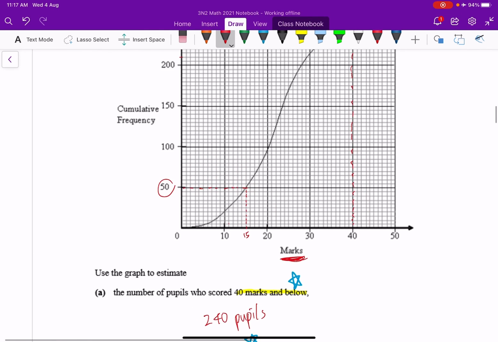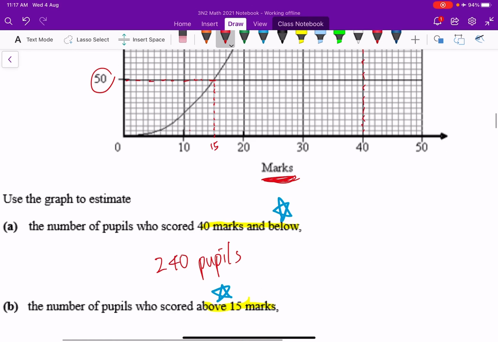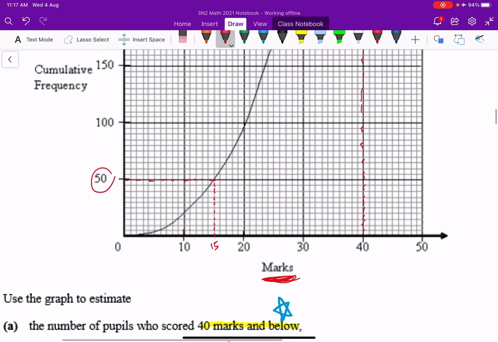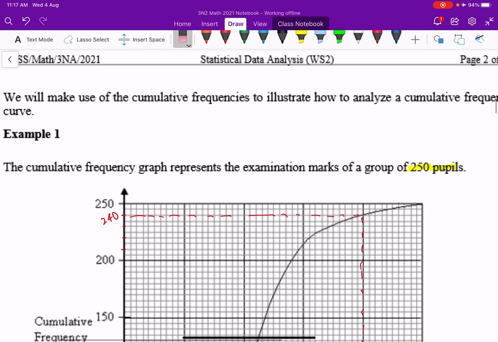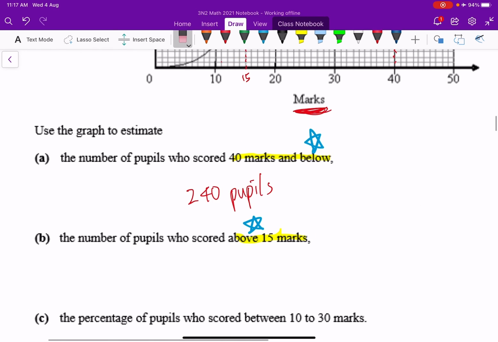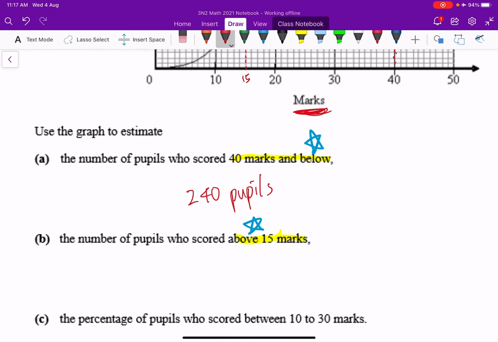But what does this 50 mean? I want those who score above 15. When I see the number 50 here, it means that there are 50 people who score 15 and below. Do I want to count them for part B? No. I have a total of 250 students. 50 of them score below 15. The question wants above. So I must take 250 minus 50, and I get 200 pupils. You have to be careful of the words below and above.